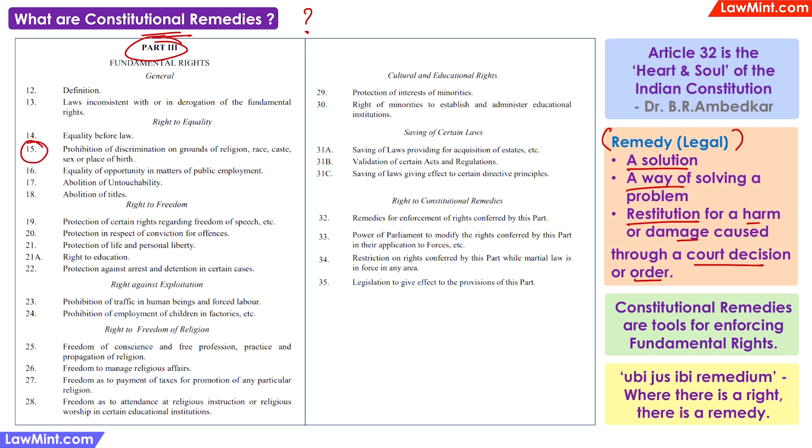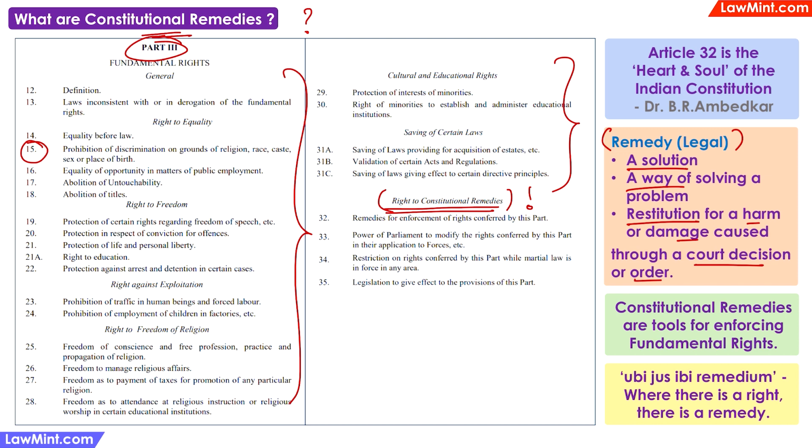The person would normally approach the state, that is, the government or the authorities, to help enforce his or her fundamental rights. But what if the government is not helping in enforcing the fundamental rights? Or the government itself is violating those fundamental rights? This is where the Constitution not only guarantees the fundamental rights in Part 3, it also provides a mechanism for approaching the courts for enforcing those rights. Since these remedies are provided in the Constitution itself, they are called constitutional remedies.